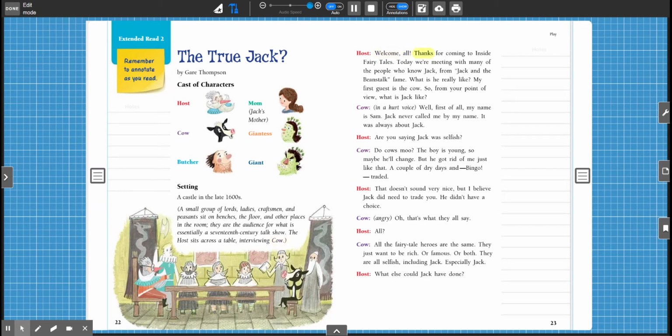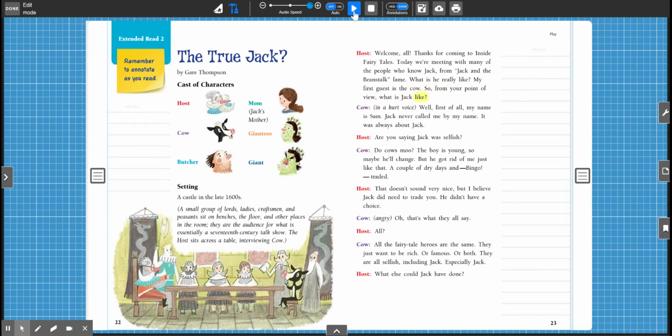Welcome all! Thanks for coming to Inside Fairy Tales. Today we're meeting with many of the people who know Jack from Jack and the Beanstalk fame. What is he really like? My first guest is the cow. So, from your point of view, what is Jack like?